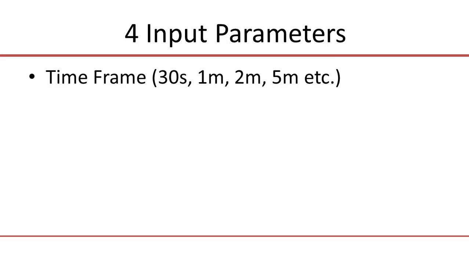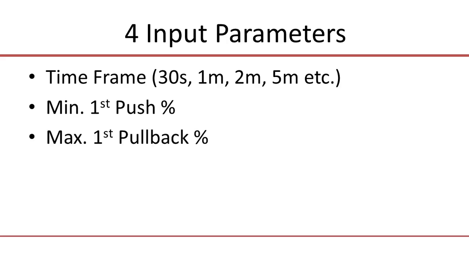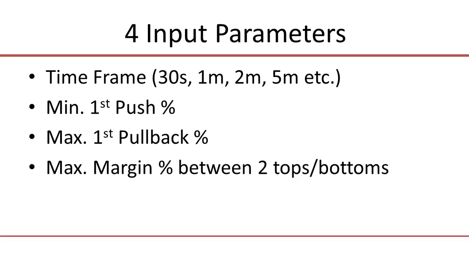The trader also wanted 4 input parameters into the tool. The first parameter is time frame. That is what time frame is used for scanning the patterns, whether it's 30 seconds, 1 minute, 2 minutes, 5 minutes, and so on. Next parameter is the minimum value of the first push as a percentage. Third parameter is maximum first pullback as a percentage of the first push. And the last parameter is the maximum margin between the two tops or the bottoms.